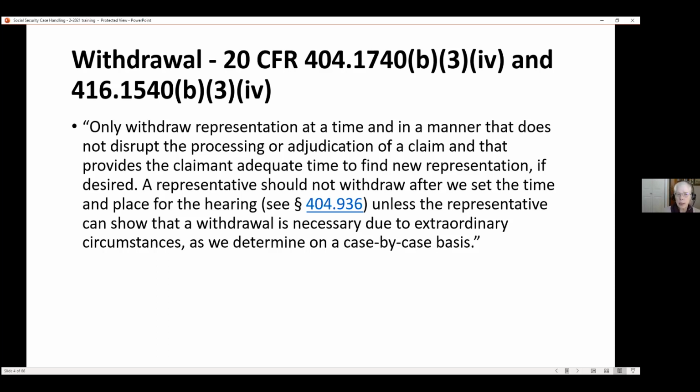Social Security has the obligation to help the clients develop the record, and they certainly want to know if you're not going to be developing it, they need to. So don't wait until the last minute to do that. And the ALJ can refuse. The ALJ can say, nope, you can't. You're going to stay in. I don't care what your problems are.